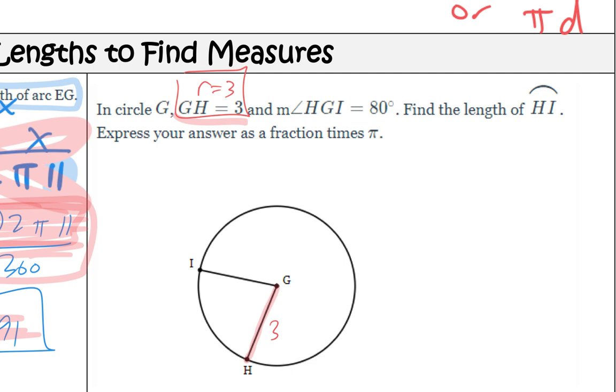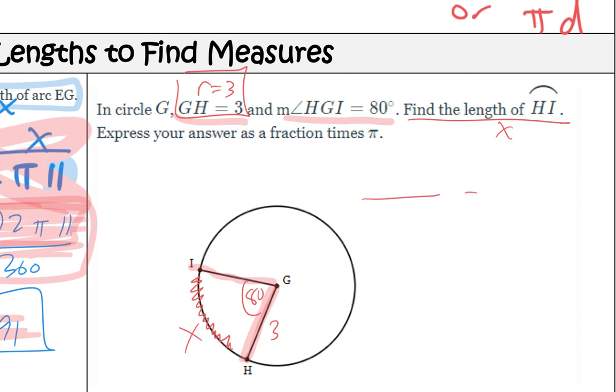Okay, so it says the measure of angle HGI is 80. So let's trace that out. HG to I, and we said that was 80. So keeping that in mind, that tells us what our arc measure is, right? So it says find the length of HI. HI is this arc right over here, right? Because it says arc. So that is what we're trying to find the length of. So let's just mark that with x.